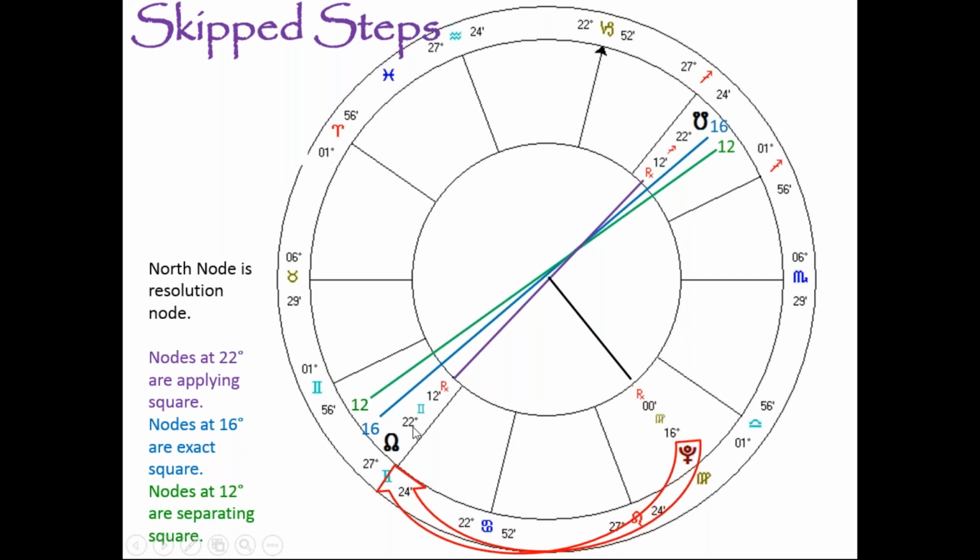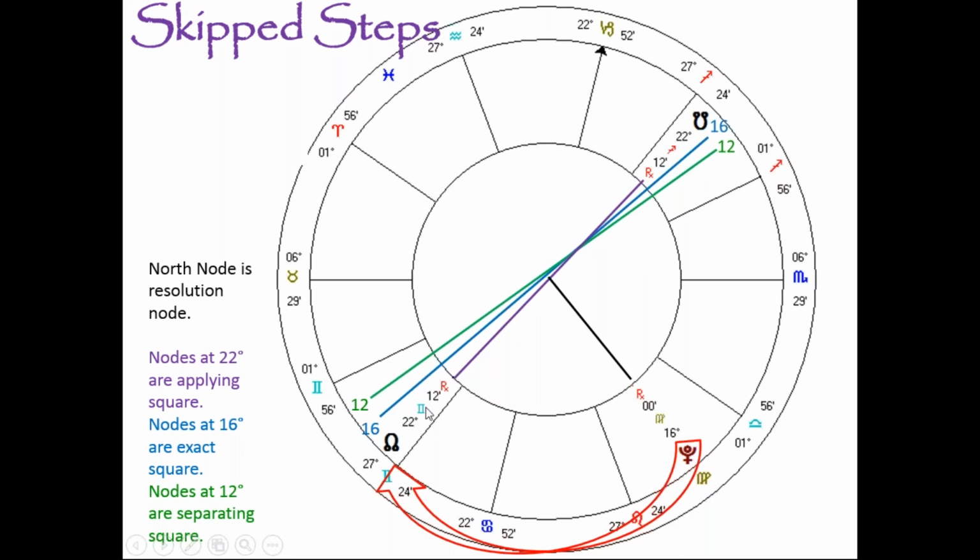With the nodes at 22, they've not reversed back to being exact at 16. So what I show here in purple is that the nodes are applying squares. The north node is making a crescent first quarter square to Pluto. The south node is making a disseminating last quarter square to Pluto. If the nodes were 16, they'd be exact squares, the blue examples. If the nodes were at 12 degrees, they would be separating squares. Then it'd be a first quarter and last quarter square.